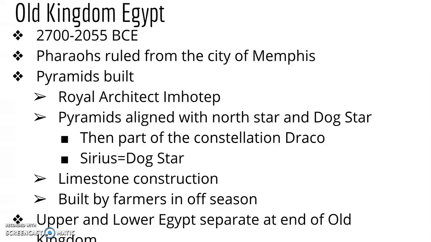Now, it's during this time that the pyramids are built under the direction of the royal architect Imhotep, who not only built the pyramids as perfect geometrical pyramids, but also aligned them with the constellations. The Great Pyramids of Giza are aligned both with the dog star Sirius and with the North Star. Now, at that time, the North Star was part of the constellation Draco, the dragon constellation in the night sky.